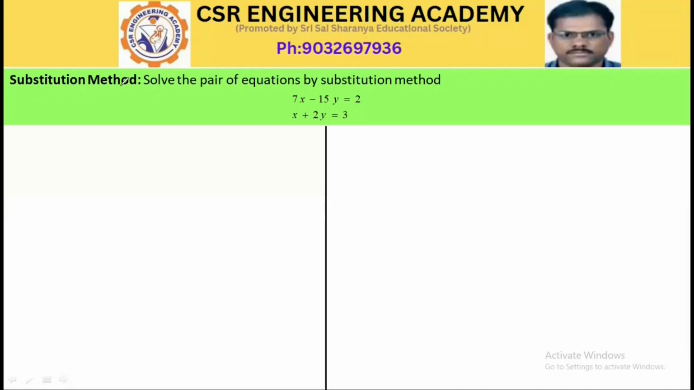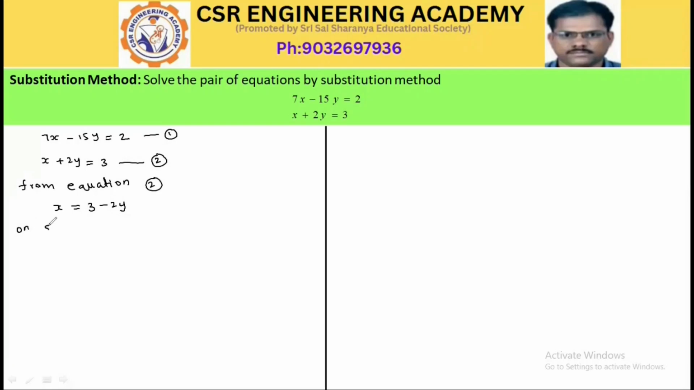To understand the substitution method more clearly, let us consider two equations. 7x minus 15y is equal to 2, equation 1. x plus 2y is equal to 3, equation 2. From equation 2, x is equal to 3 minus 2y.